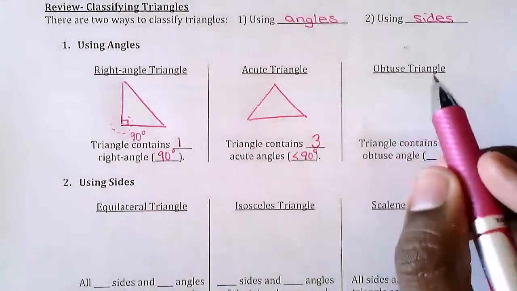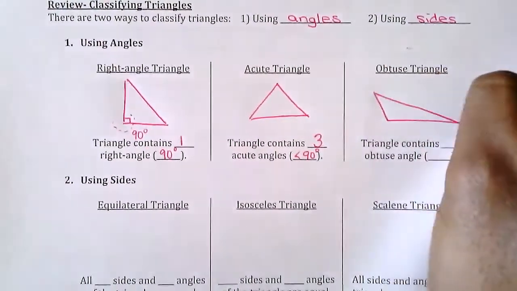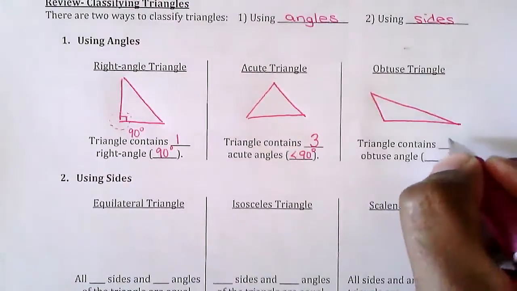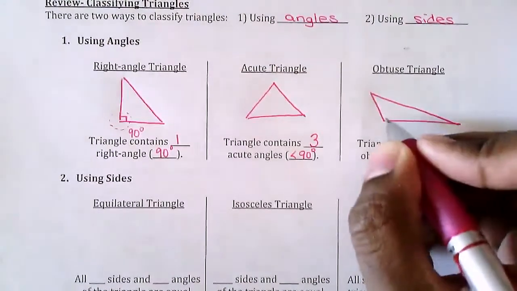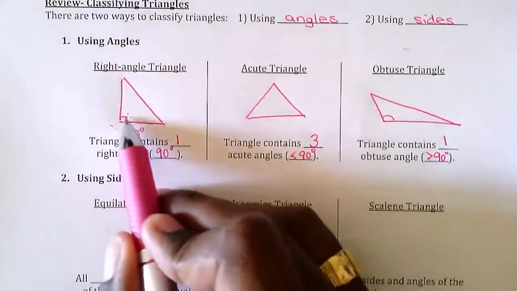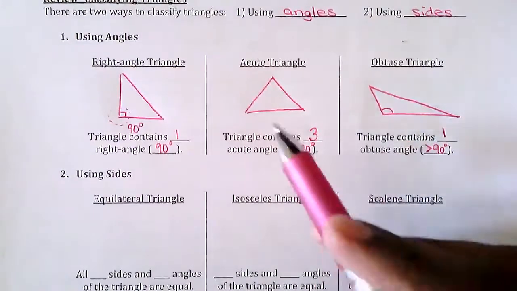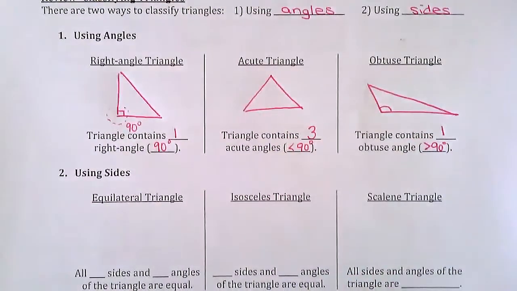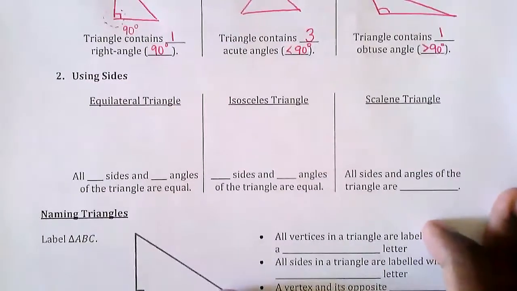And lastly, the obtuse triangle. Essentially, it's something that would look like this. And here the triangle contains one obtuse angle, so an angle that's greater than 90 degrees. And we can see that angle right here. So the angle that's greater than 90 degrees. So again, using angles, we can classify them as right angle triangle has one 90-degree angle indicated with this marking, obtuse triangle where it has one angle greater than 90, and acute triangle where all the angles are less than 90. We can also classify triangles using their sides.